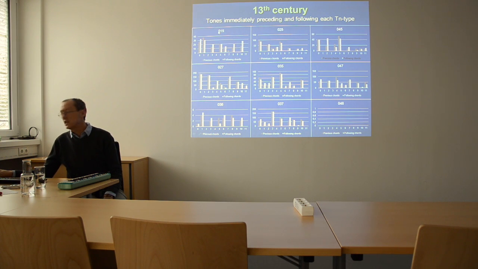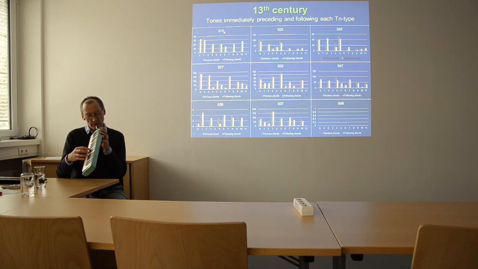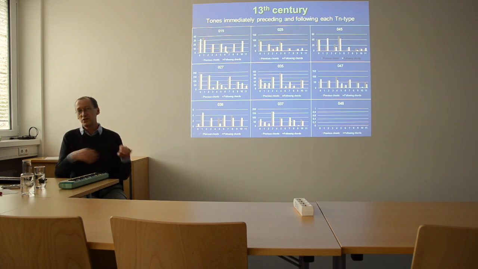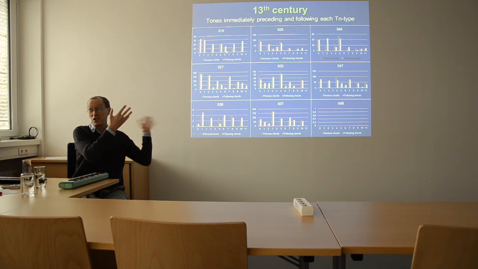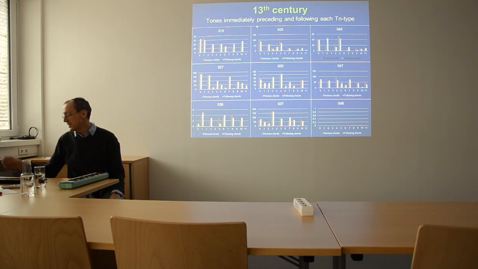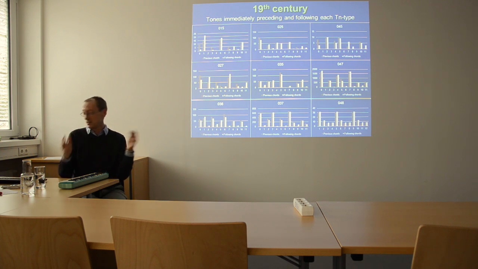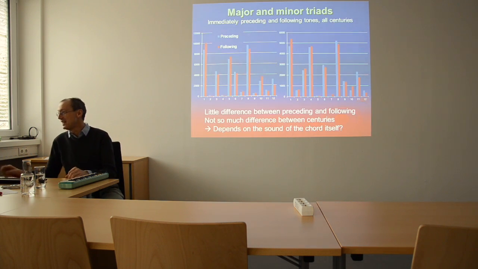We took a selection of chords. The first one here is called 015, which sounds like this. And we looked at how often tones happen before and after that chord. And of course we can't look at this graph now. I just wanted to show you we have data. And we can look at the data in the 13th century and in the 19th century. It's very similar. You can't look at it now, sorry.